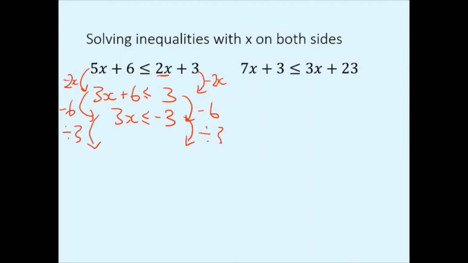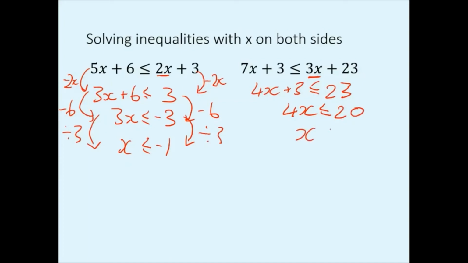There we go. So divide by 3 because I had 3x, leaves me with x is less than or equal to minus 1. Same on here, I'm going to start by taking the 3x from both sides, so I'll have 4x plus 3 is less than or equal to 23. I'm going to take 3 from both sides, which gives me 20. Therefore, x is less than or equal to 5.